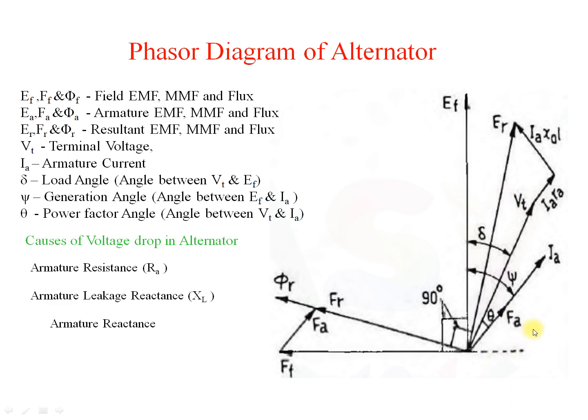Here we will be representing three angles. One is going to be the load angle, which is very much important in the analysis of the phasor diagram. The angle between the terminal voltage and the generated EMF will be this load angle. The generation angle, which is going to be psi, is the angle between EF and the IA, that is the generator voltage and armature current. And the power factor angle, theta, is the angle between the terminal voltage and the armature current.